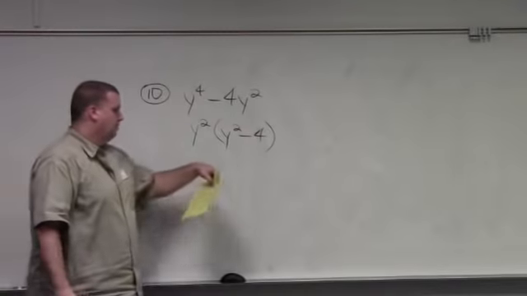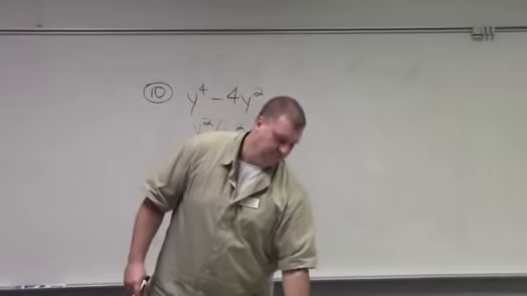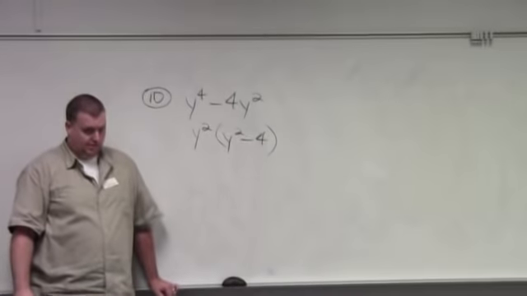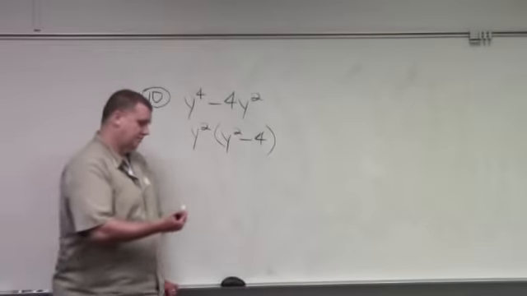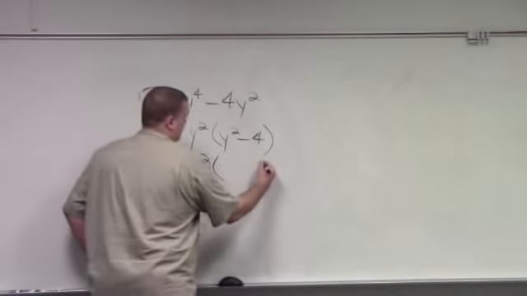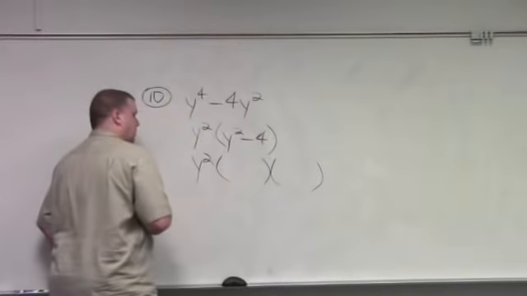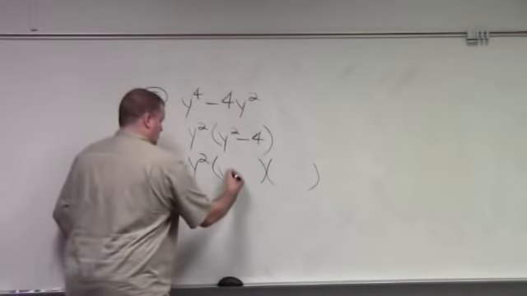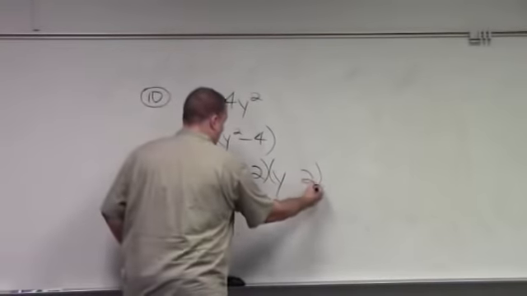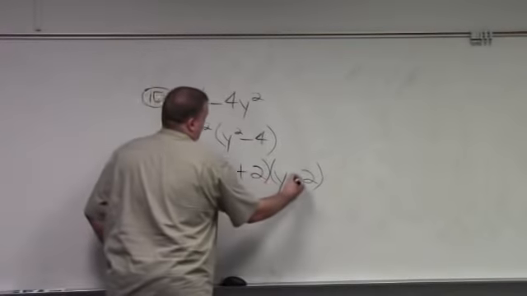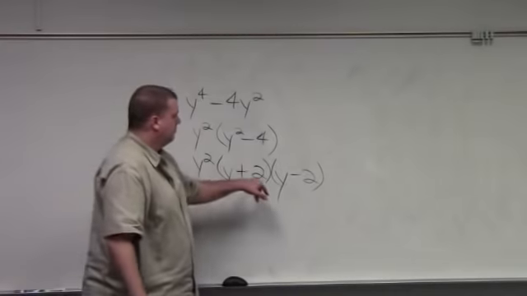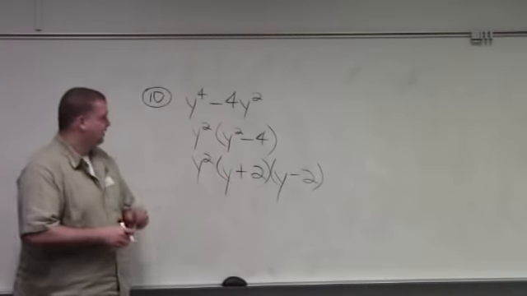So what I'm left with has 2 terms. So it's either a sum or a difference of squares. The difference, there's a minus sign there. So is that the one I can break apart? Yes. What's the square root of y squared? y. What's the square root of 4? 2. 2 and 2. One's plus, one's minus. Difference of squares means different signs.